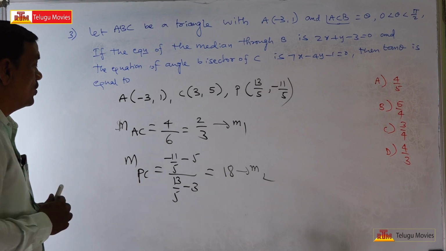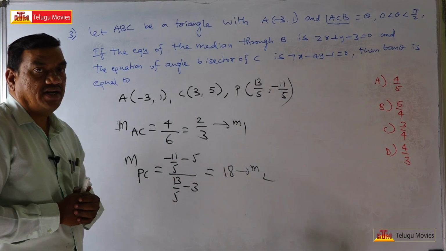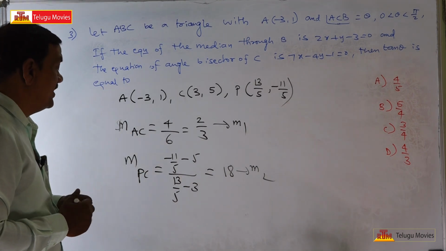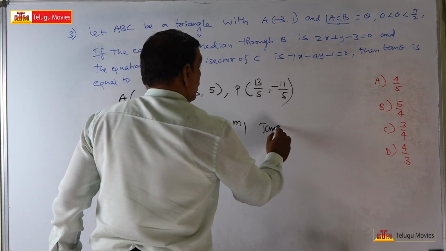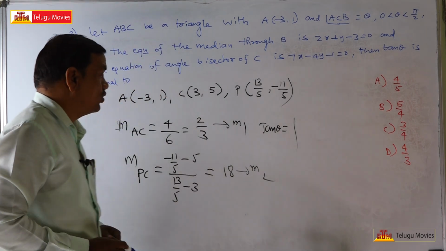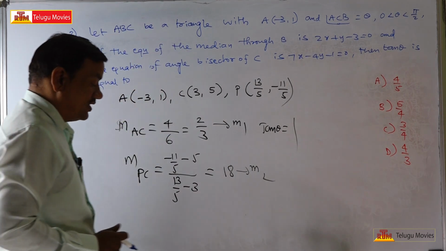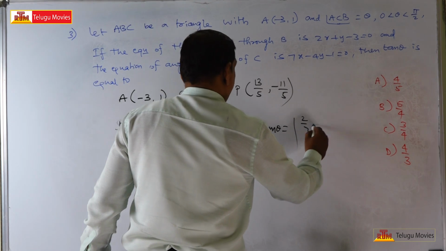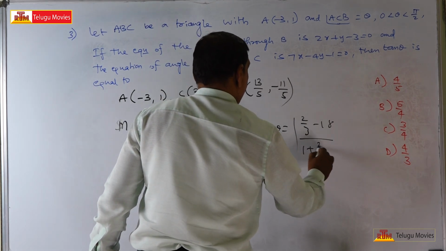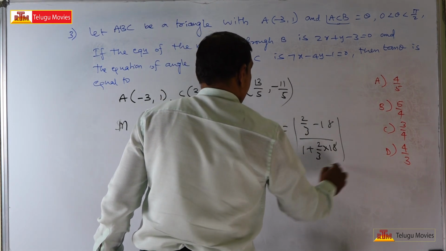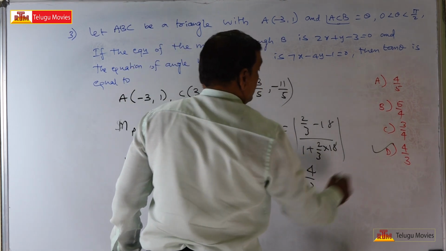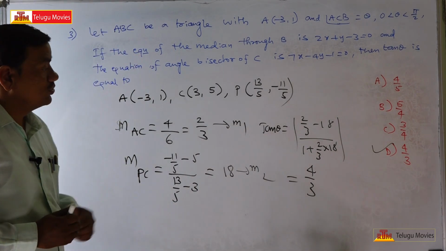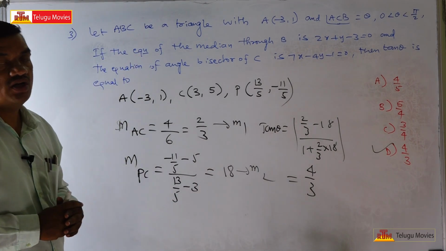So 25 into, if you calculate, you will get 18. Now, after getting this, find the value of tan theta, which is equal to (M1 minus M2) by (M1 plus M2), that is equal to (2 by 3 minus 18) by (1 plus 2 by 3 into 18). So this value you will get as 4 by 3. So option D is your right answer. I hope that you understand this solution. Let us go for the next problem.